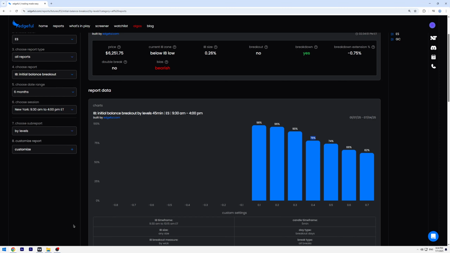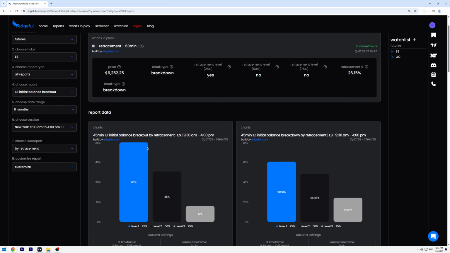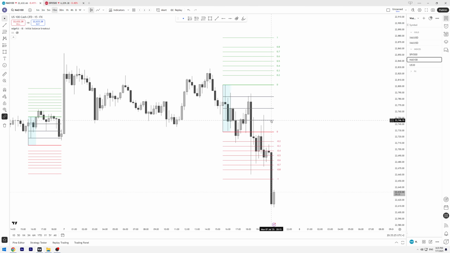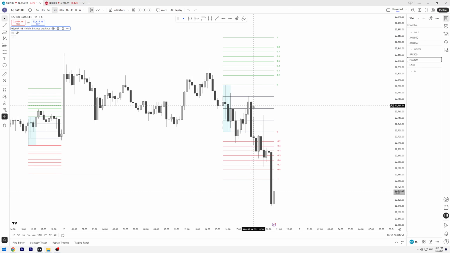I will go to the reports again. Retracement. So for ES, it's 60%. 60% of the times it goes to the 25%. So it is very likely to go back. And for the 75, it's 12%. In this case, it did hit 75.